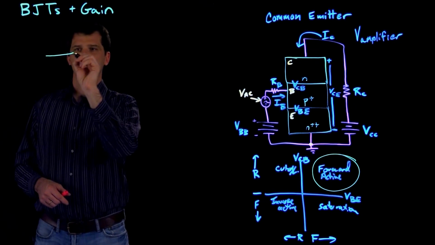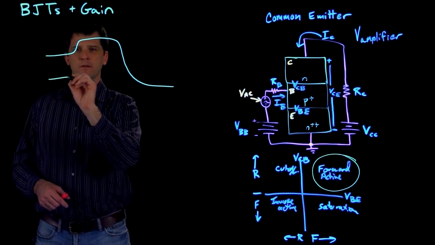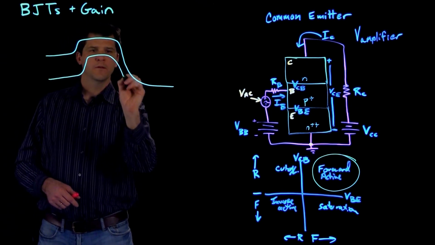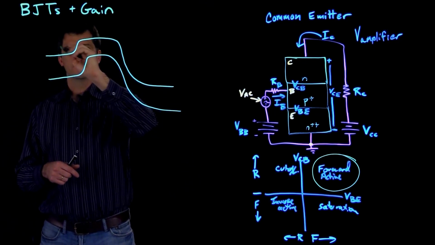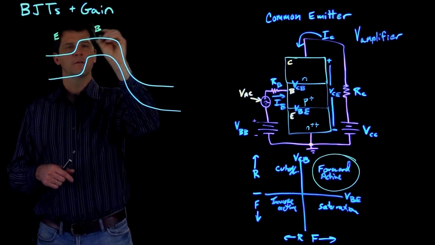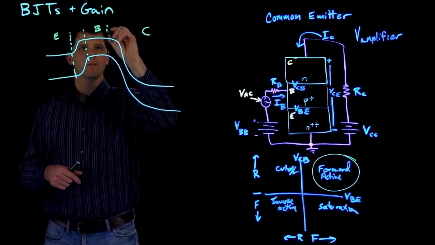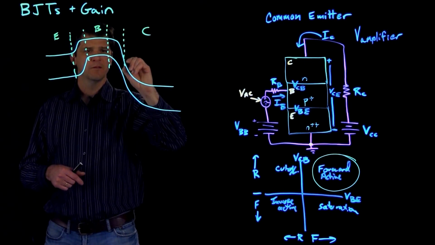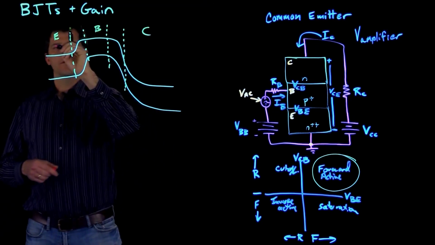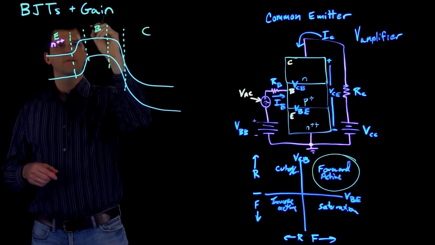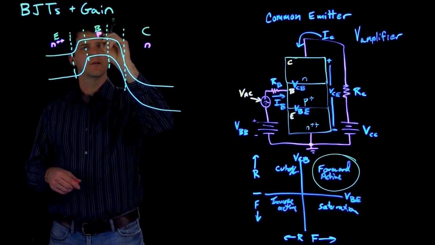And again, that's just a very similar band diagram to the MOSFET, except that it goes through two different junctions, two different PN junctions, instead of just regions within the same material as we saw in the MOSFET. So again, this is our N++, our P, and our N doping here.